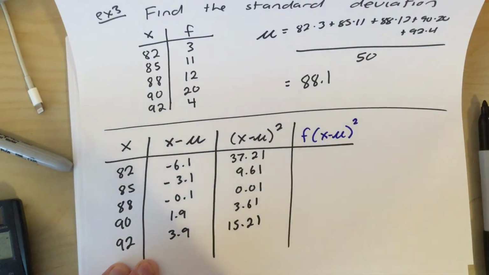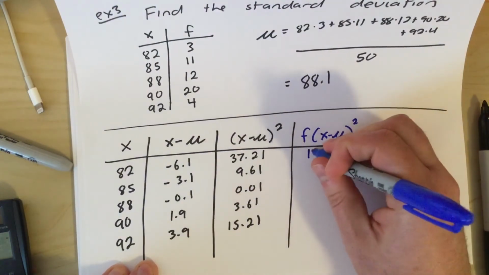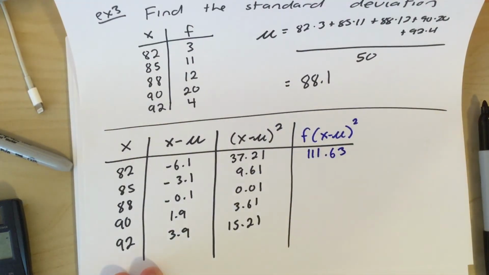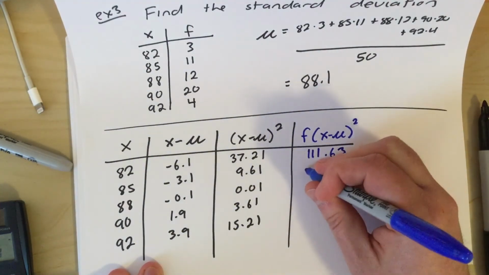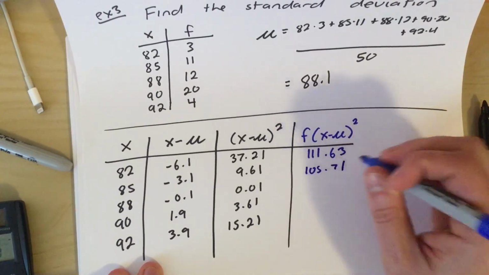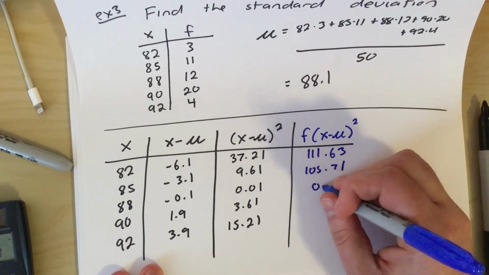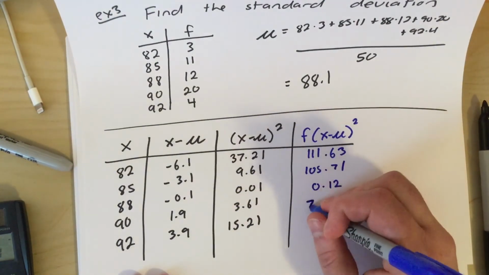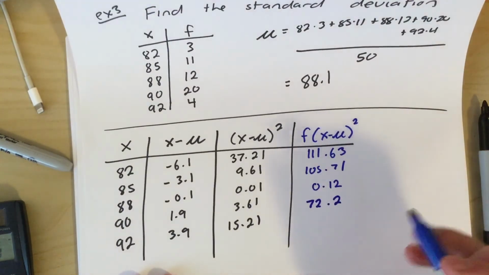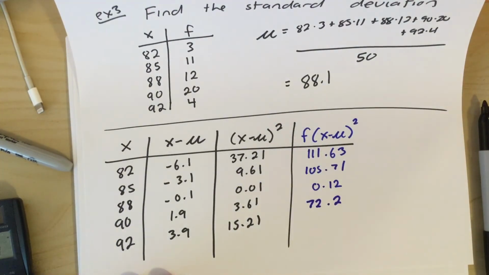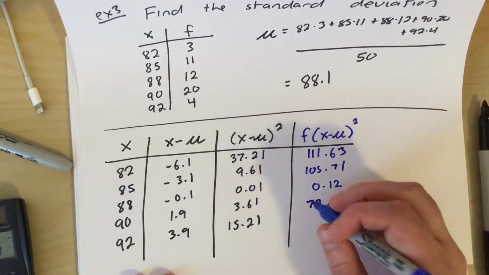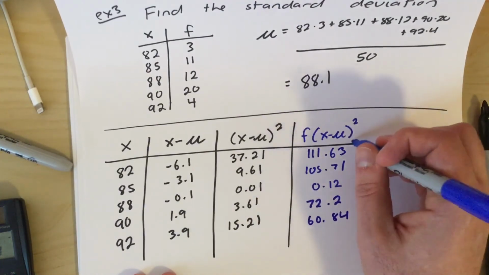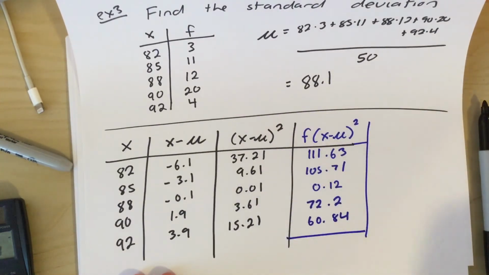And so what that's going to give us is 111.63. So 11 times 9.61 is going to be 105.71. This one's going to be 72.2. That's going to be 60.84. And this is what we're going to add up. We're going to add up all these things.